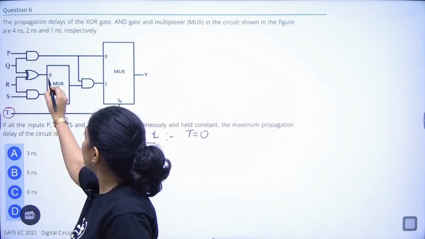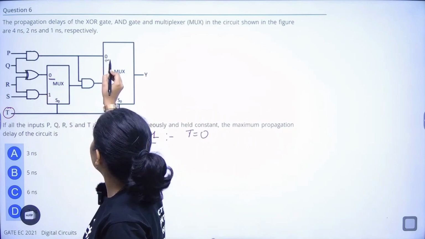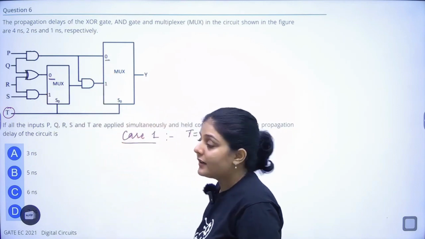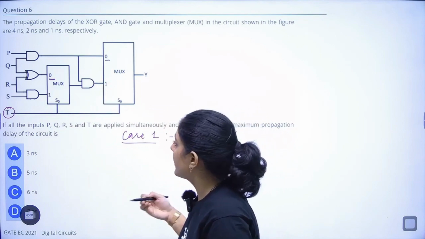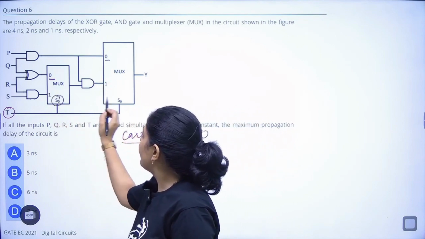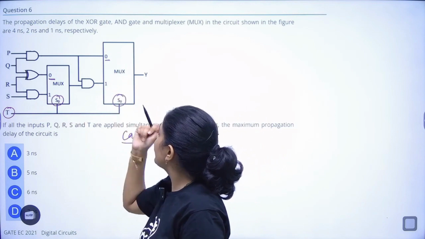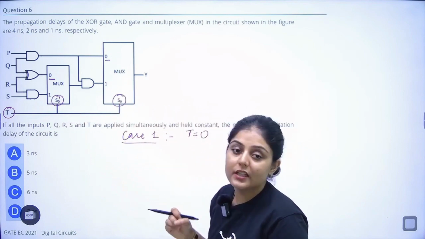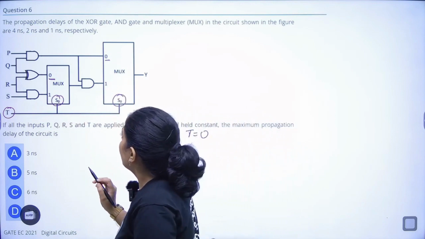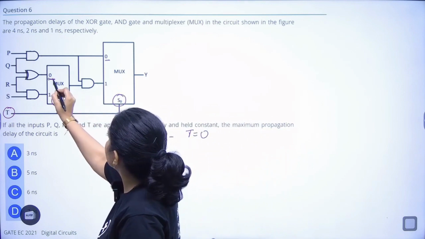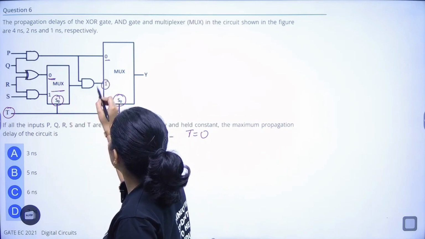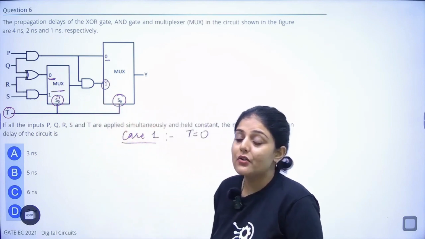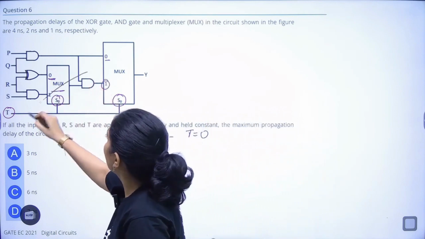When T is equal to 0, it will take this and this, right? Because it is connected to S0 for both. It's not inverted, nothing else. So S0 becomes 0 and it will take the 0 input at a time. Here mux 1 output is connected to input 1, but it will not be taken as output, so this is not required at all.